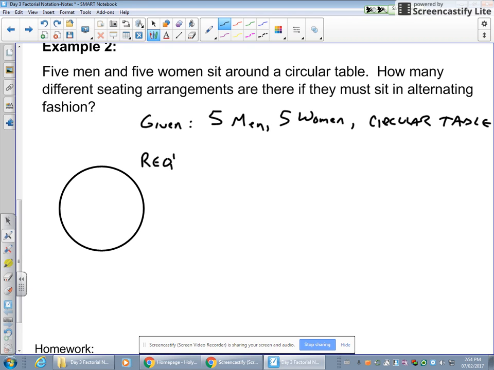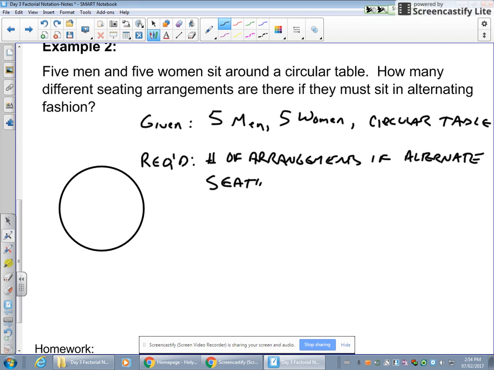What are we required to find? Number of arrangements if alternate seating. So no man will sit beside a man, no woman will sit by a woman. It's always man, woman, man, woman. So in this case, our solution, again, we've got 10 spots. We've got a total of 5 women, 5 men. So we've got 10 locations around the table, 1, 2, 3, 4, 5, 6, 7, 8, 9, 10.